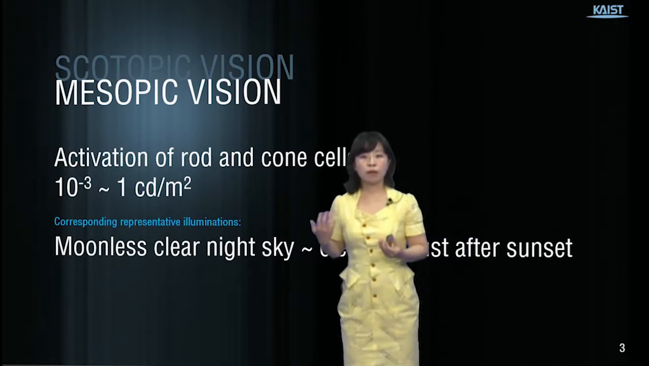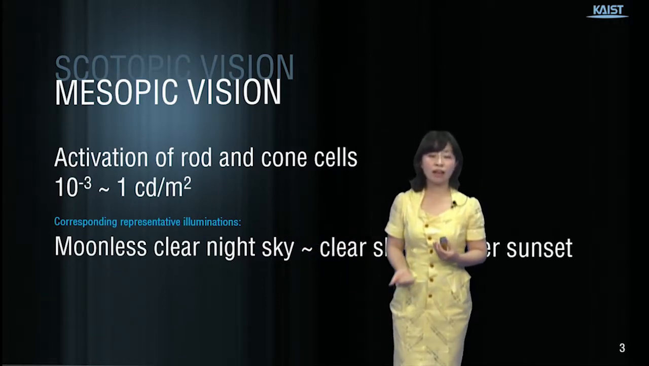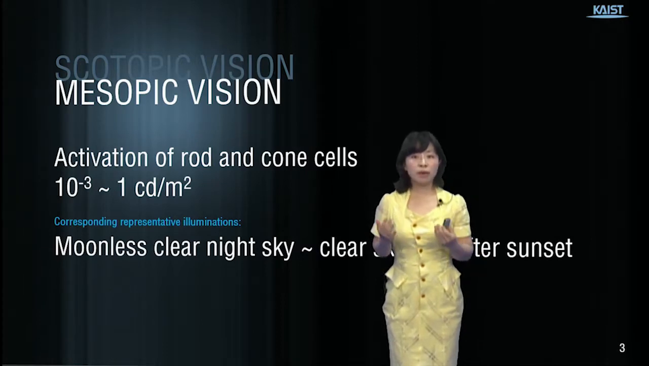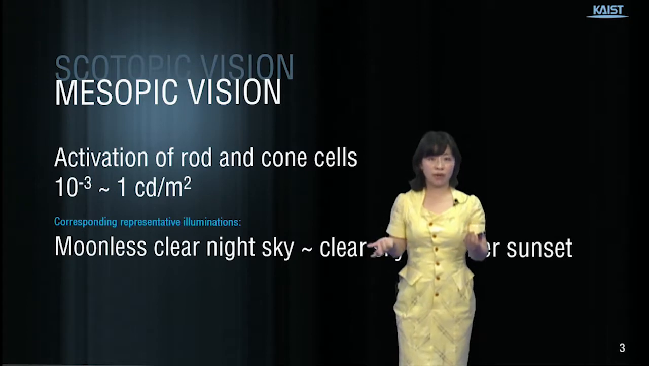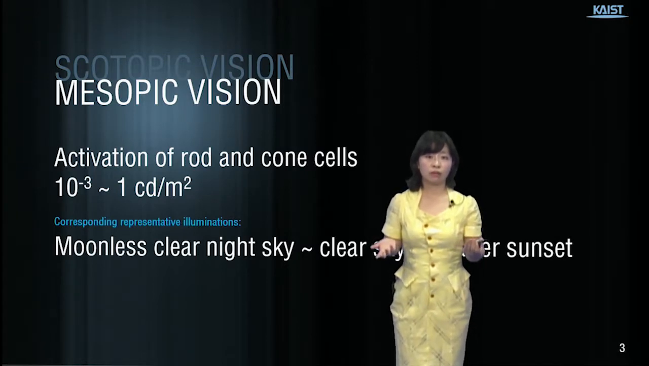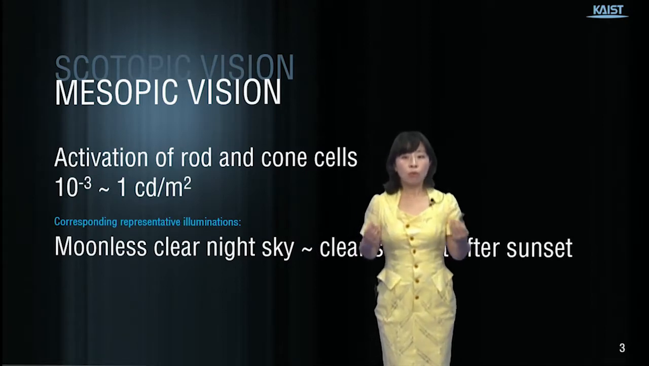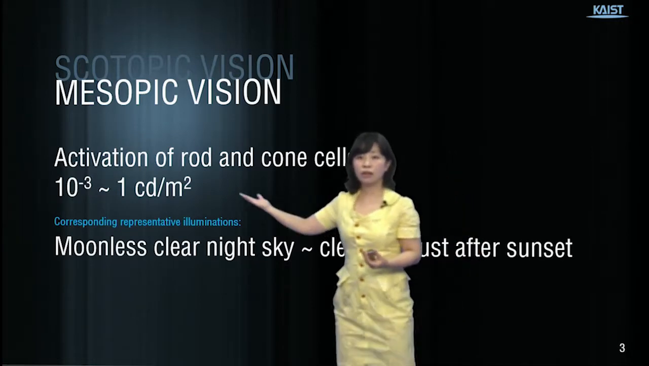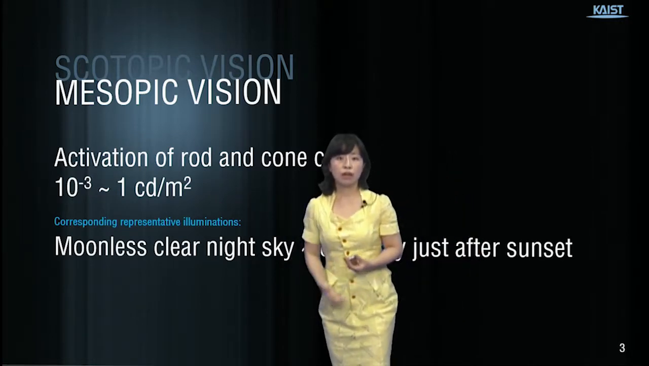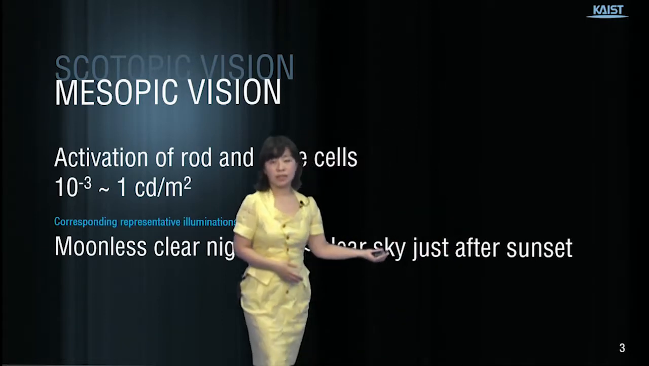When it becomes brighter, like the moonless clear night sky, the rod cells remain activated. In addition, the cone cells begin to be activated as well. Therefore, in the mesopic vision state, both photoreceptor types are activated. The mesopic vision reaches to 1 candela per square meter, like the situation under a clear sky just after sunset.